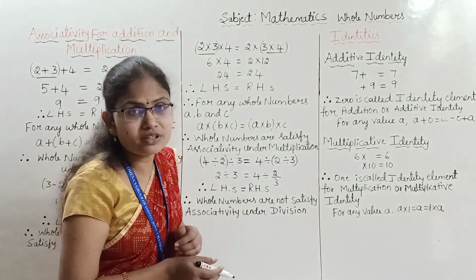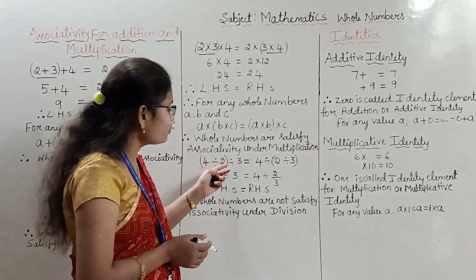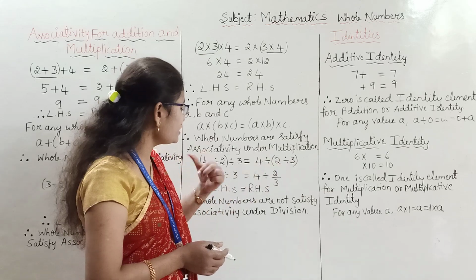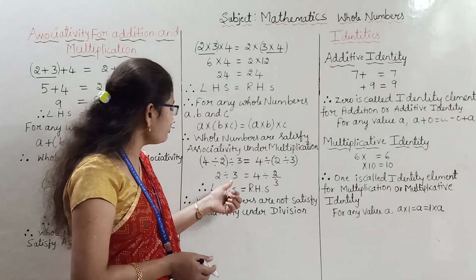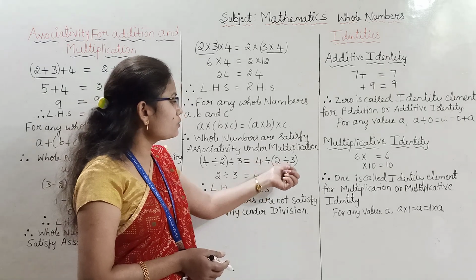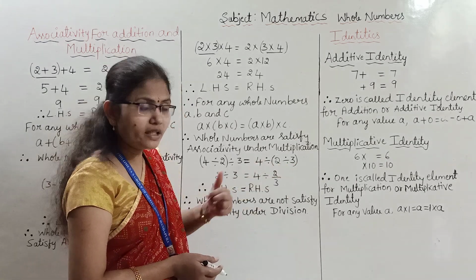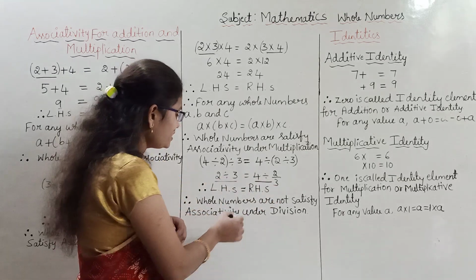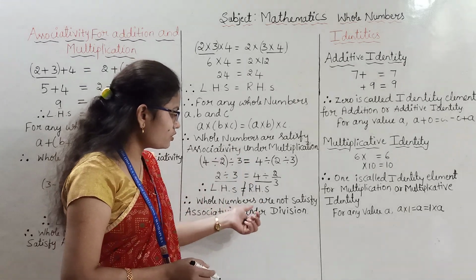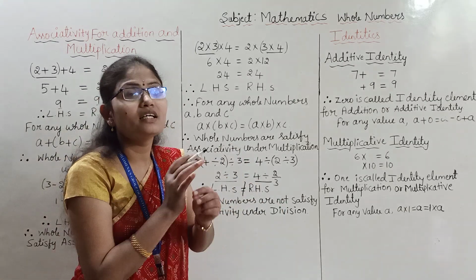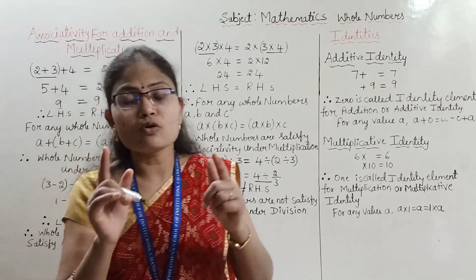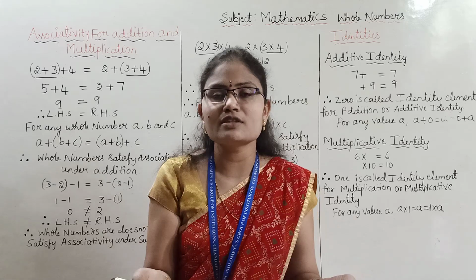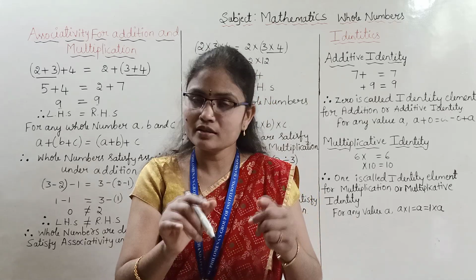Next, if you come to division, you can see here I have taken 4, 2, 3. (4 ÷ 2) ÷ 3 is compared with 4 ÷ (2 ÷ 3). 4 divided by 2 is 2, divided by 3 gives 2 by 3. On the other side, 4 is divided by the result of 2 divided by 3. Is LHS equal to RHS? No, it is not equal. So we can conclude that whole numbers do not satisfy associativity under division. By this we came to know that whole numbers satisfy associativity under addition and multiplication, but not under subtraction and division.